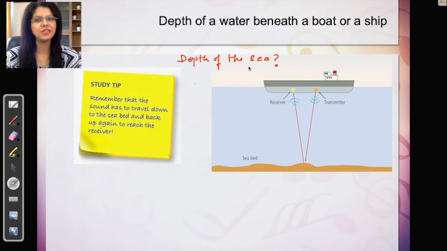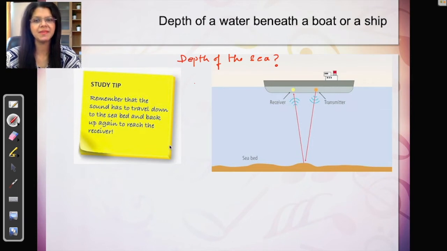So what is the boat doing to find the depth of the sea? It is sending a signal towards the seabed. Seabed means the sea floor. So if you see the transmitter here, it is sending a signal towards the seabed. Now the seabed will reflect the signal, which will bounce back and travel back to the ship, right? So the signal is coming to the seabed, bouncing and reaching the ship again, right?